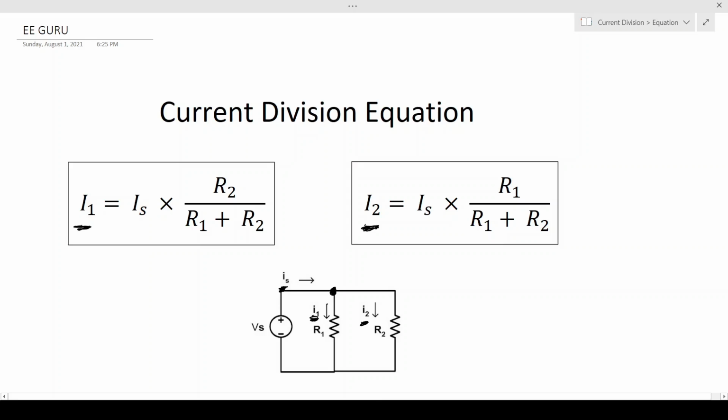So this is the equation for current division, and it allows us to solve for the values of I1 and I2 by simply plugging in the values for resistance of R1 and R2 and plugging in the value of IS, which is the total current flowing into the node.